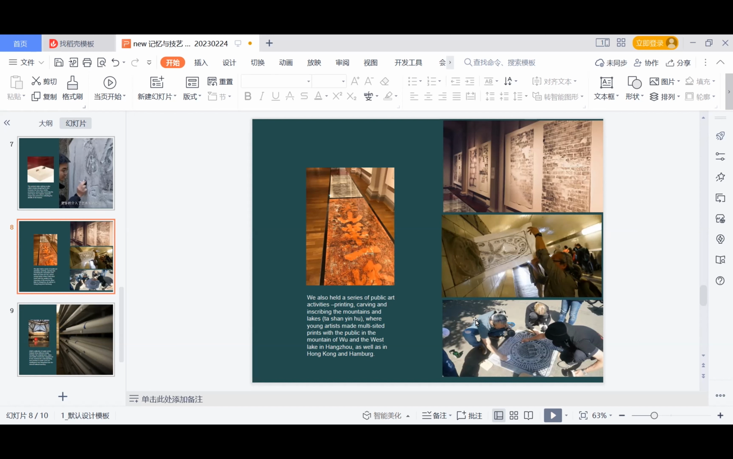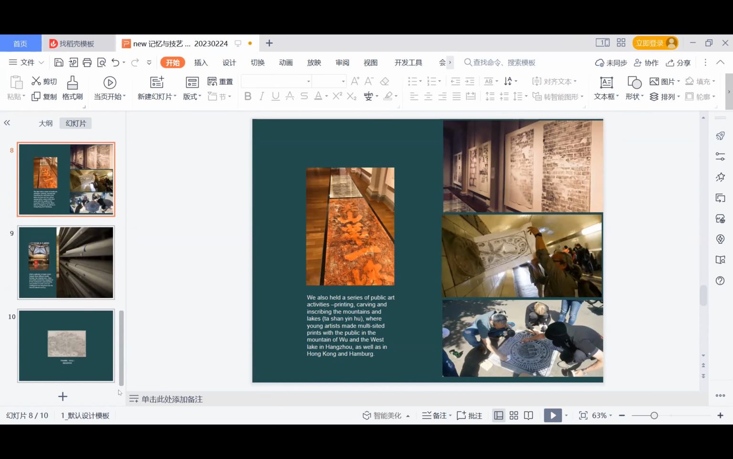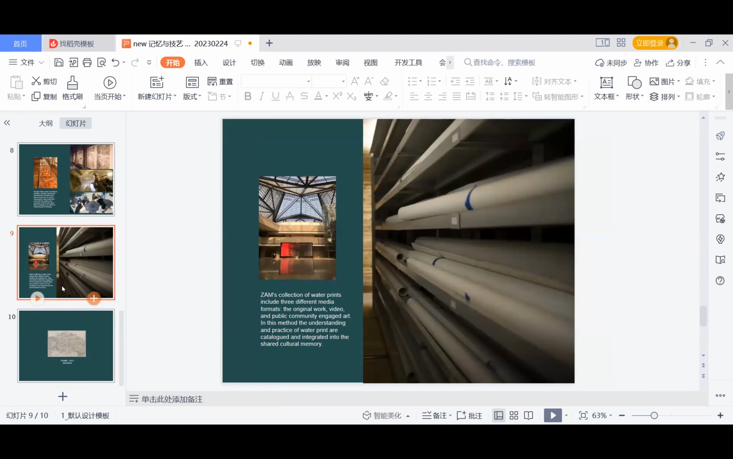We also held a series of public art activities, printing, carving, and inscribing the mountains and lakes, where the young artists made multi-sided prints together with the help of the public. We went into the mountains of the Wu and the West Lake in Hangzhou, as well as in Hong Kong and in Hamburg in Germany. The image on the left shows the outdoor public art project, which was carried out in the mountain of Wu.